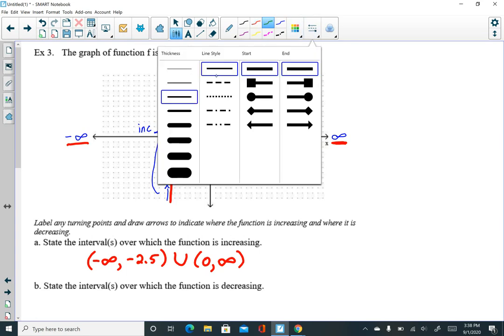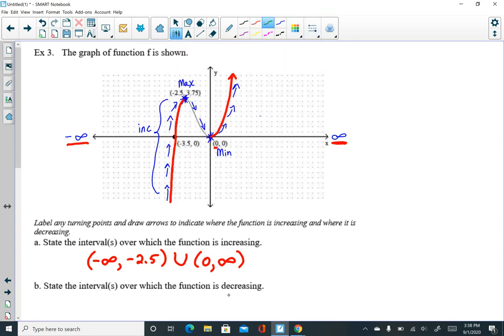And then part B wants us to do our intervals for decreasing. There's only one of those, and that would be this leg of the graph where your arrows are pointing downward. And I just need to go from x value to x value. So from negative 2.5 to 0. That's where I'm decreasing.